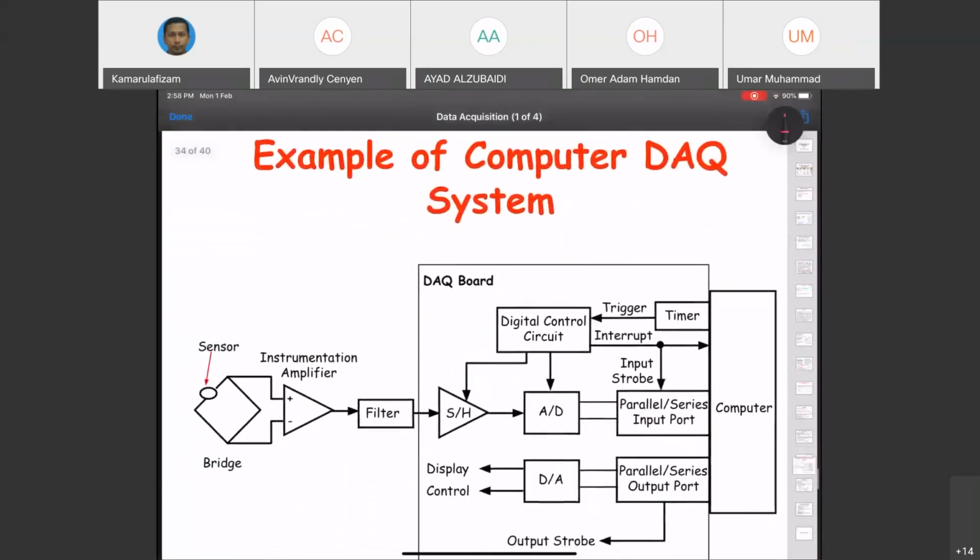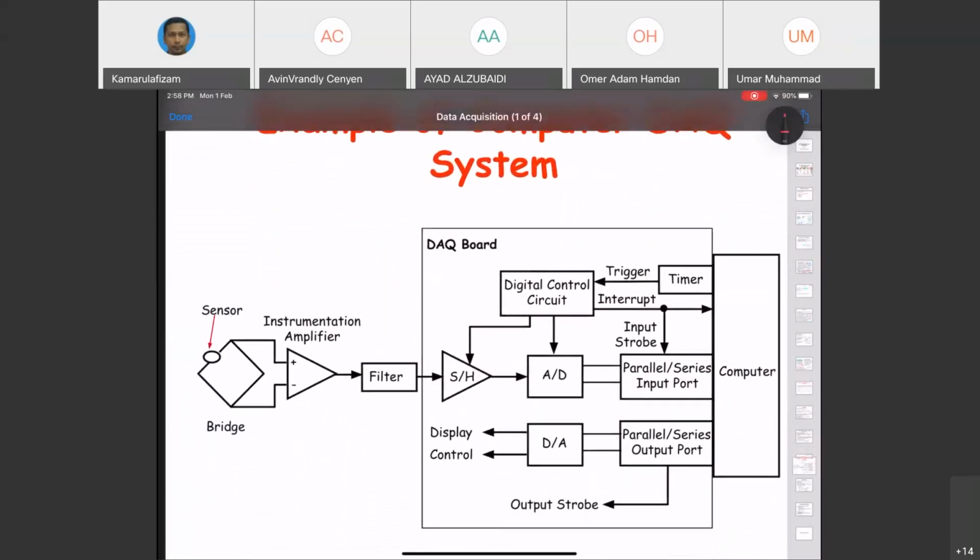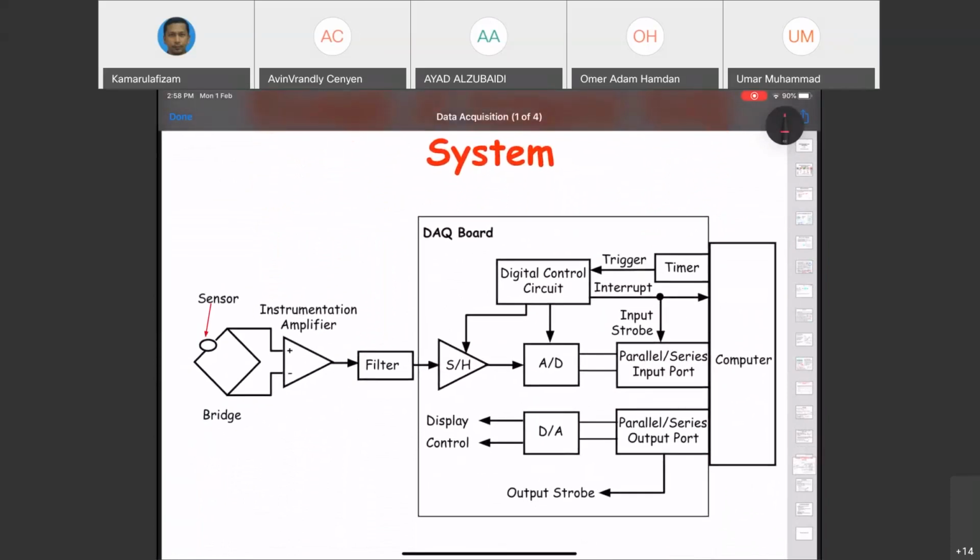Okay, this is another example. You have a sensor. This is our Wheatstone bridge, if you still remember. This is the sensor. Then you have an amplifier, you may have a filter, and then of course this is the ADC's job, which converts from analog to digital. So I think more or less you know what this diagram is talking about.